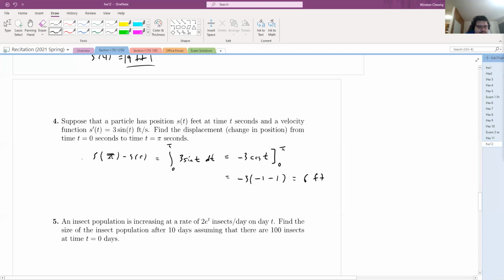And so this is actually displacement. So the left-hand side here, that subtraction is the displacement. So that's how we arrive at the answer.